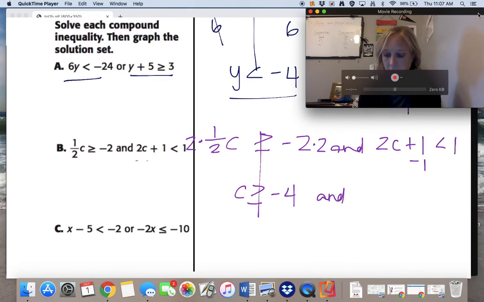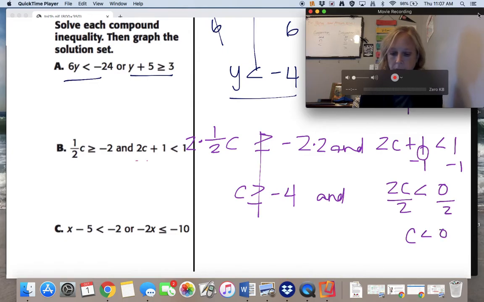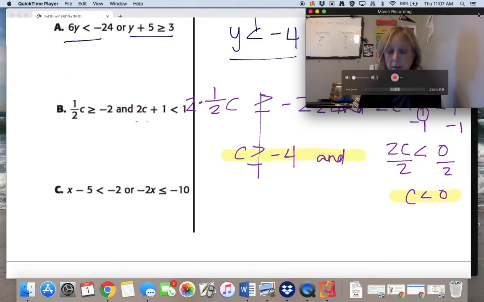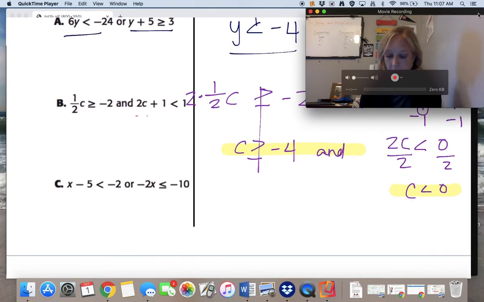And here I have 2 steps. Okay, so the 2 pieces I need to graph are c is greater than or equal to -4 and c is less than 0. I see the word and, I know I'm working with a conjunction. So what I should expect is my graph to be connected. I'm going to draw my number line. I need to include the numbers -4 and 0.